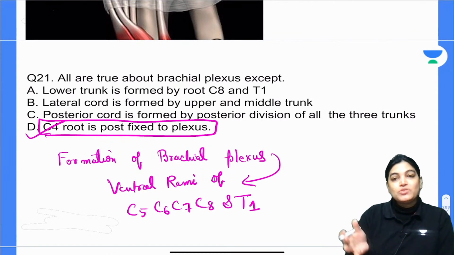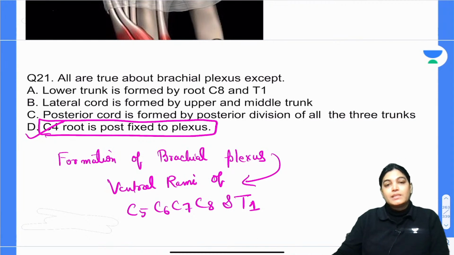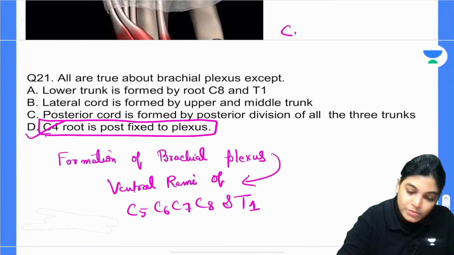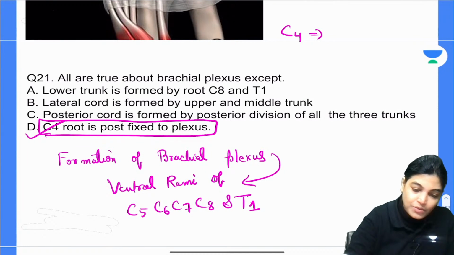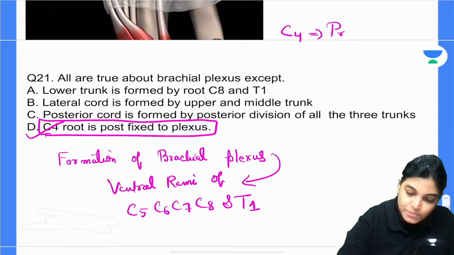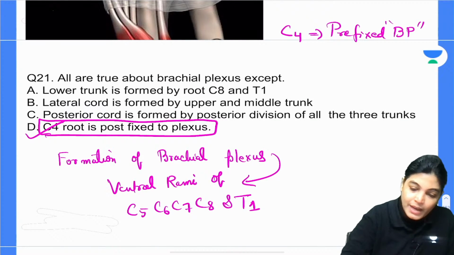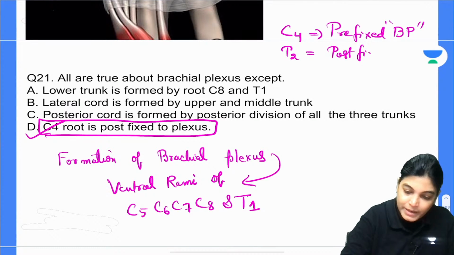When brachial plexus is formed by taking the contribution of C4, it is called prefixed, and sometimes brachial plexus is formed by taking the contribution from T2. In that case, it is called postfixed. So write down: when contribution of C4 is taken in the formation of brachial plexus, it is called prefixed brachial plexus, and when T2 contribution is taken, it is called postfixed brachial plexus.